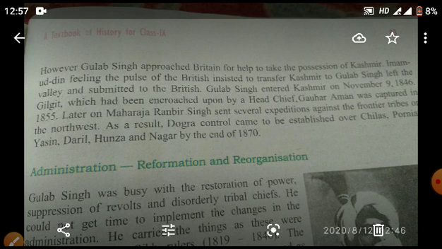After that, in the next virtual classes which we are delivering daily, we will discuss some of the administrative measures of these Dogra rulers: what kind of changes they brought in the administration, in land reforms, and in the construction of roads, hospitals, education, etc.